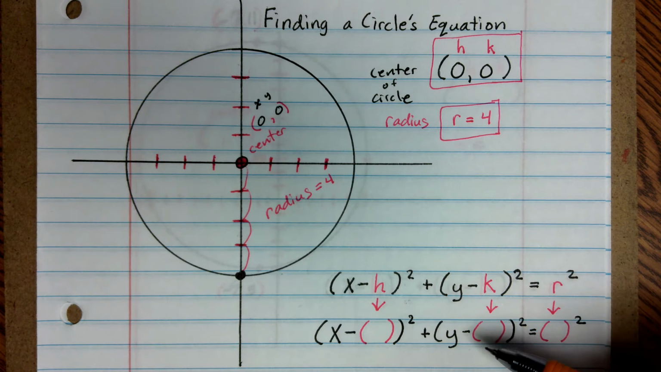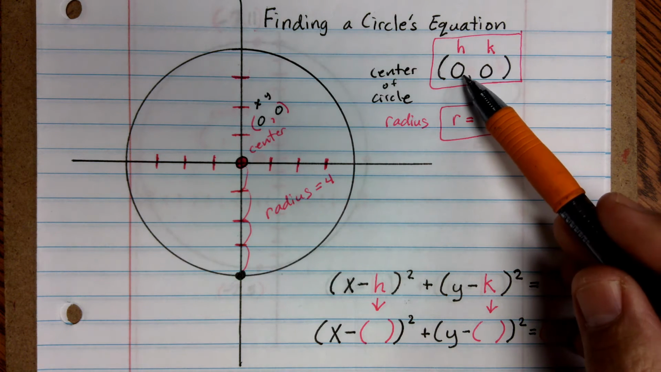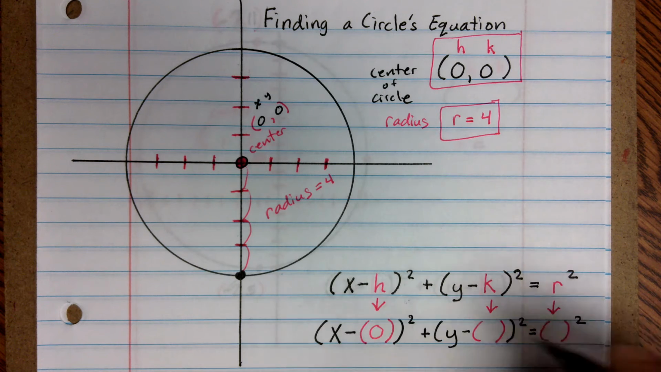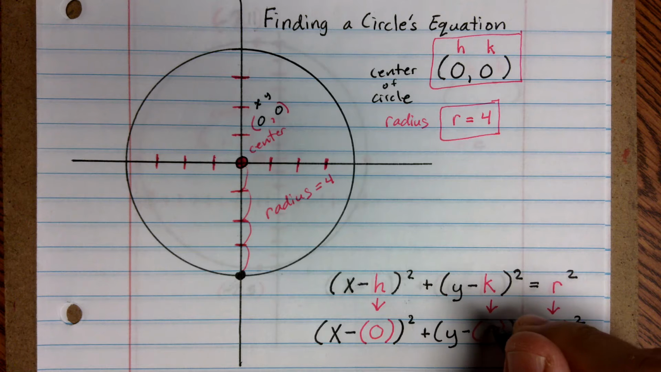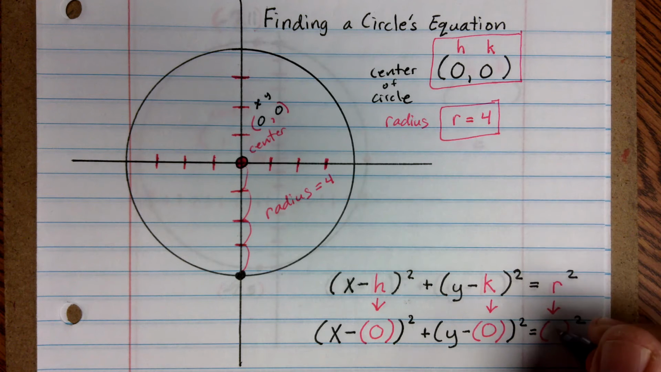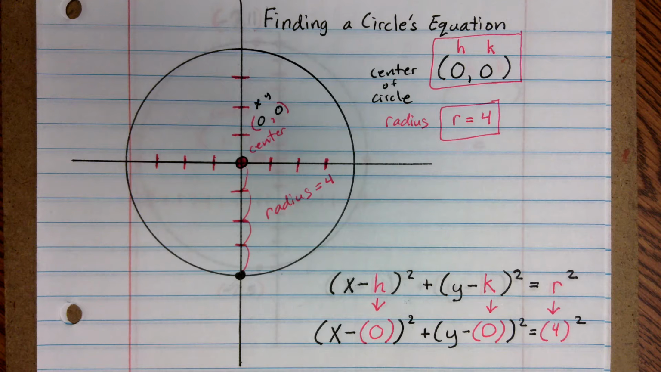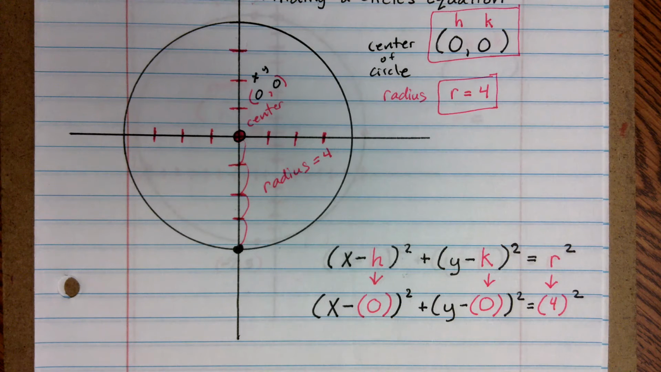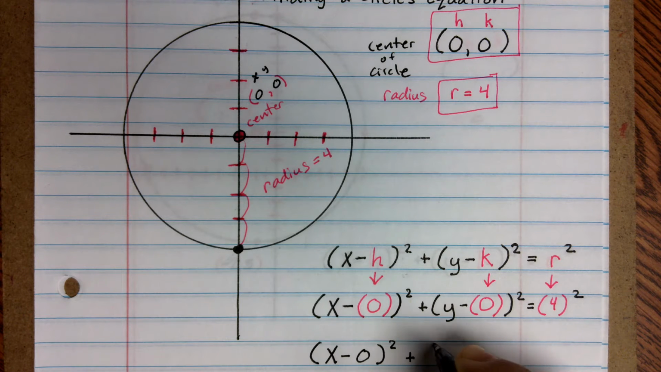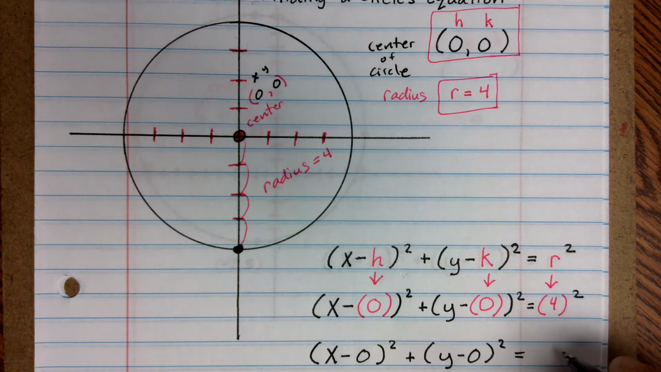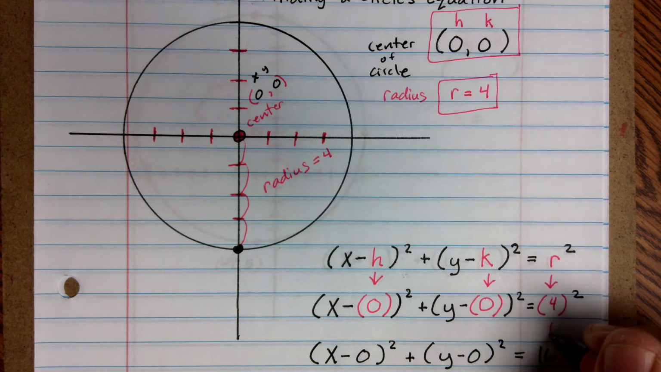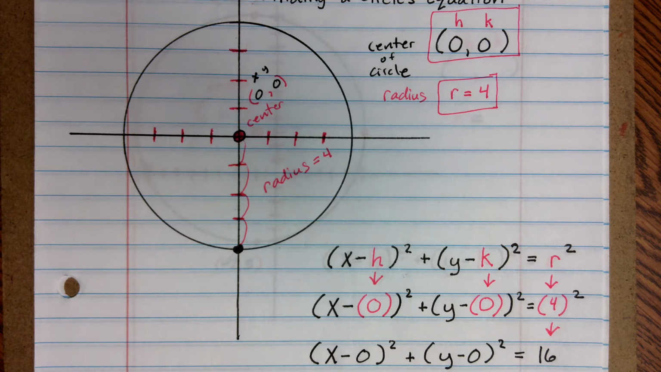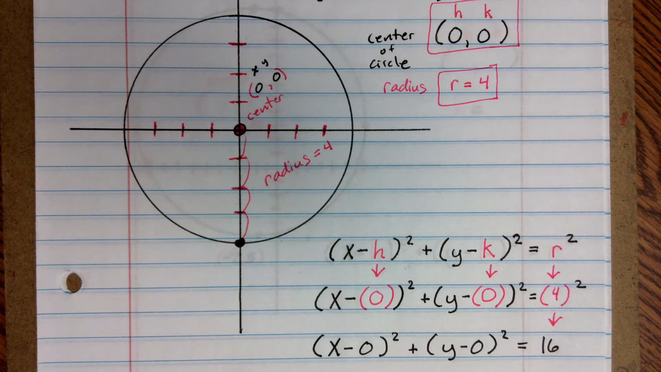Now if I substitute my numbers, I look and see that h is equal to 0 in this case. So I'm going to put a 0 there. And k is equal to 0. And r is equal to 4. So if I were to write this and wanted to continue it, I would simply write this as x minus 0 squared plus y minus 0 squared is equal to 16. So that would be our equation.